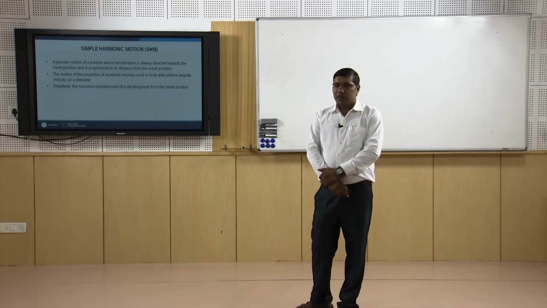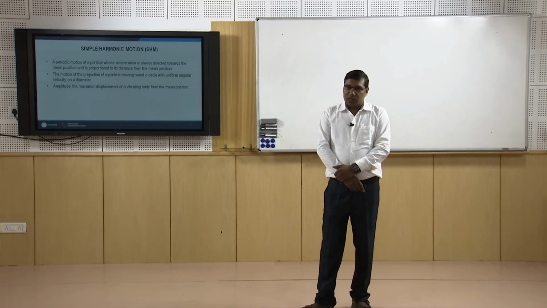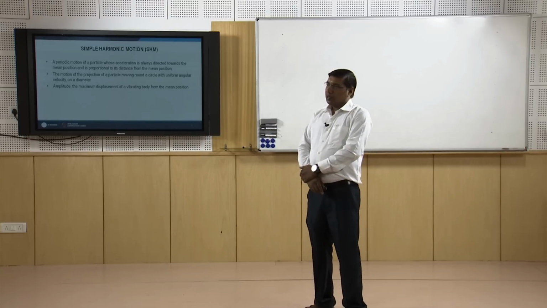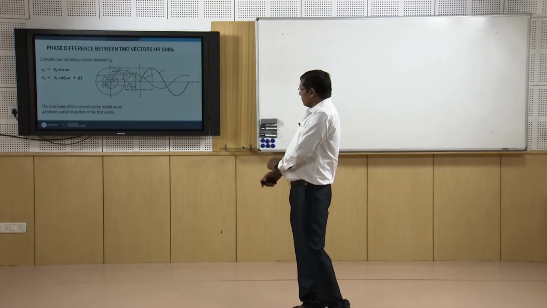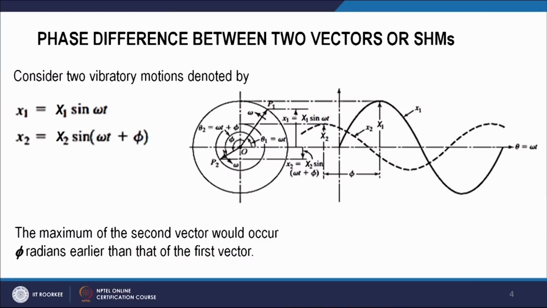So, here we recall the simple harmonic motion. Simple harmonic motion is a periodic motion that a particle makes when the acceleration is proportional to the distance from the mean position and is directed towards the mean position, and it is usually expressed in terms of sinusoidal or cosine motion. Like here we can see that we have two simple harmonic motions.